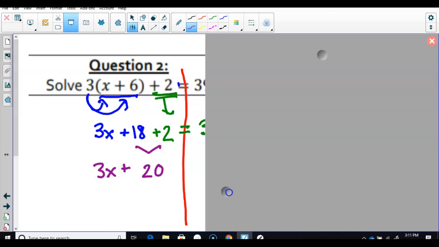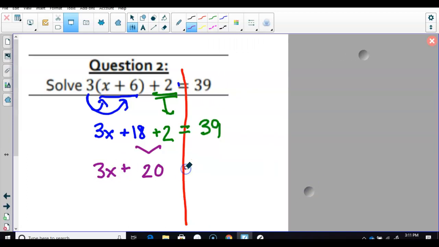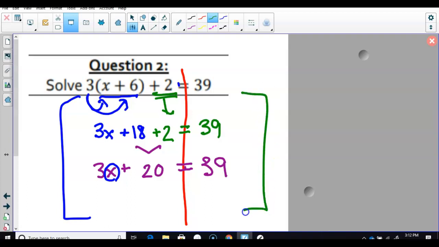Then I want to simplify anything on the other side. Well, with 39, I can't do anything. I just write is equal to 39. And now I'm ready to start solving. I want x by itself on this left side, so I need to get rid of that plus 20 and that multiplication of 3. I need to get rid of the plus 20 first, which means I want to bring it to the right side.